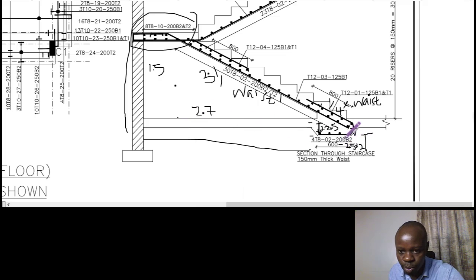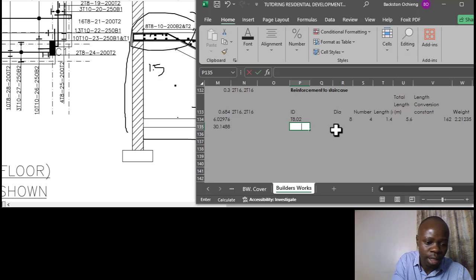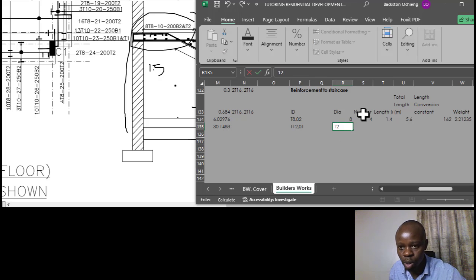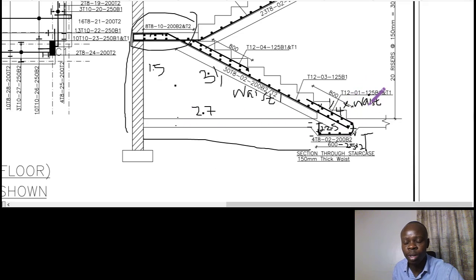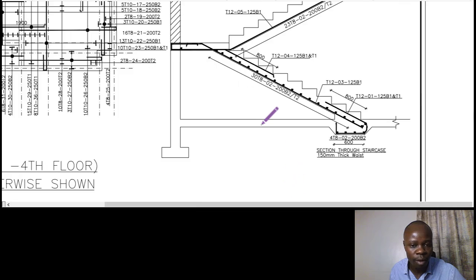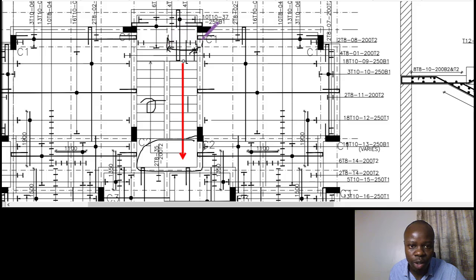The reinforcement that we are doing here is T12. That is the identification. So the bar is T12, 01, which is now the bar mark. The diameter is 12. For the number of the bars, you can see it has not been indicated, so we have to calculate it. As long as we know the span, and the span of the thicknessing from our plan is from this point to this point, we got it to be 1.4, the total distance.